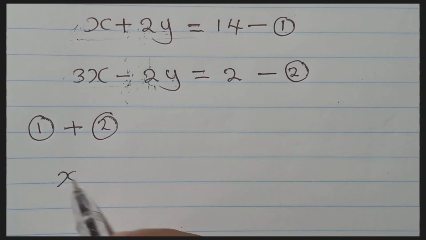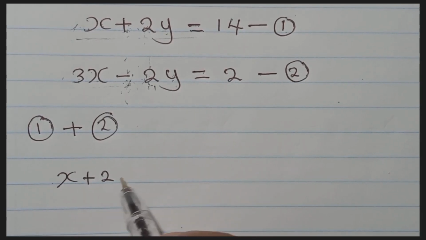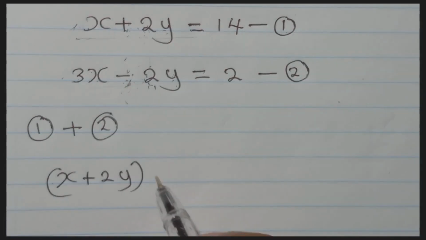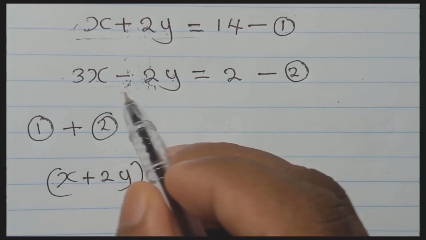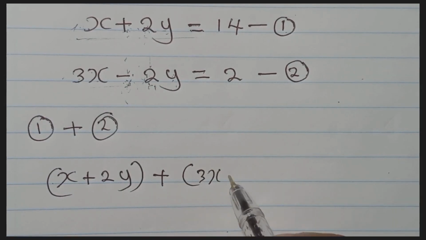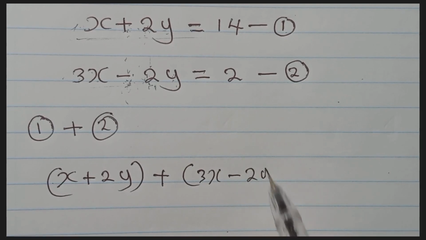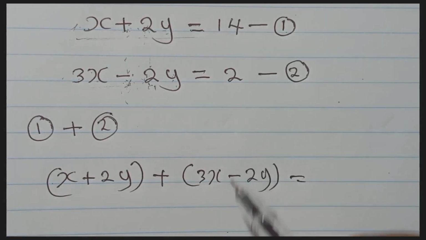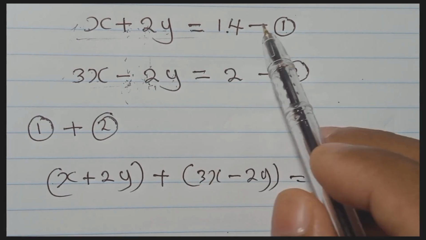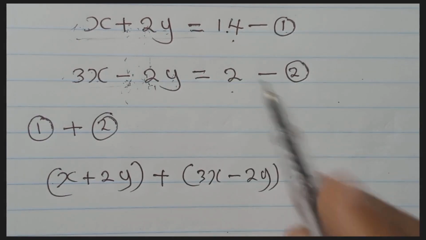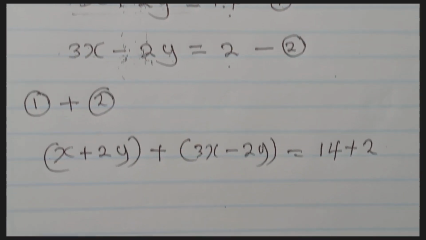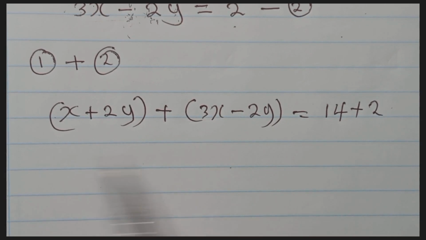But the x plus 2y, look, that means this side add to this side. Now second equation left side, that means 3x minus 2y, right? And same way we need to do for the right side also. Here 14, this equation 1 right side, add to equation 2 right side, that means 14 plus 2, like this, right? Now we have to solve this, right?